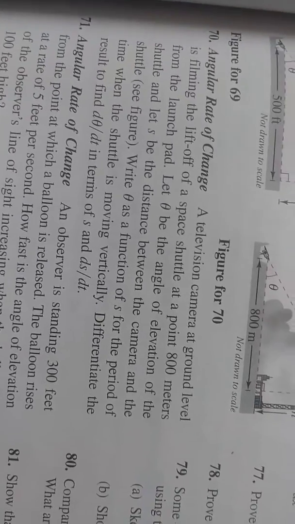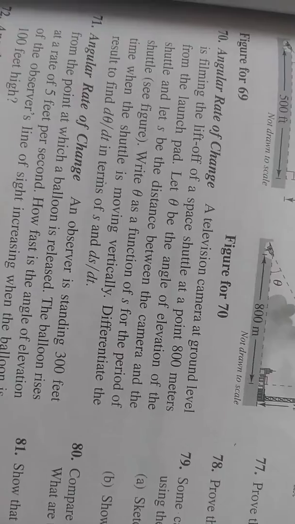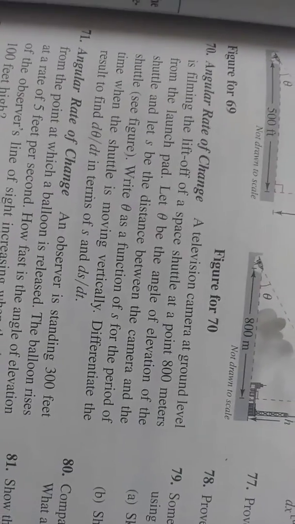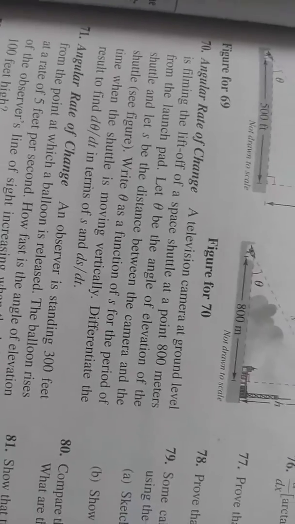Let theta be your angle of elevation of the shuttle, and let s be the distance between the camera and the shuttle. Write theta as a function of s for the period of time when the shuttle is moving vertically, and then differentiate that result to find d theta/dt in terms of s and ds/dt.